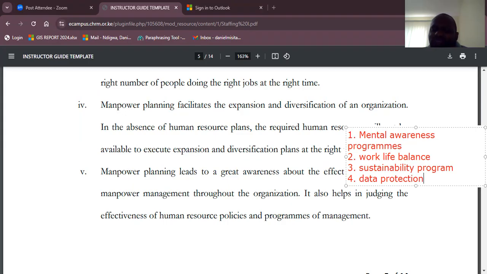So when you look at some of these programs, the main focus of these programs is to be able to create awareness about the effectiveness of the manpower, the effectiveness of the employees who are working for that organization. We have other programs that organizations can also incorporate for purposes of ensuring effectiveness in operation.